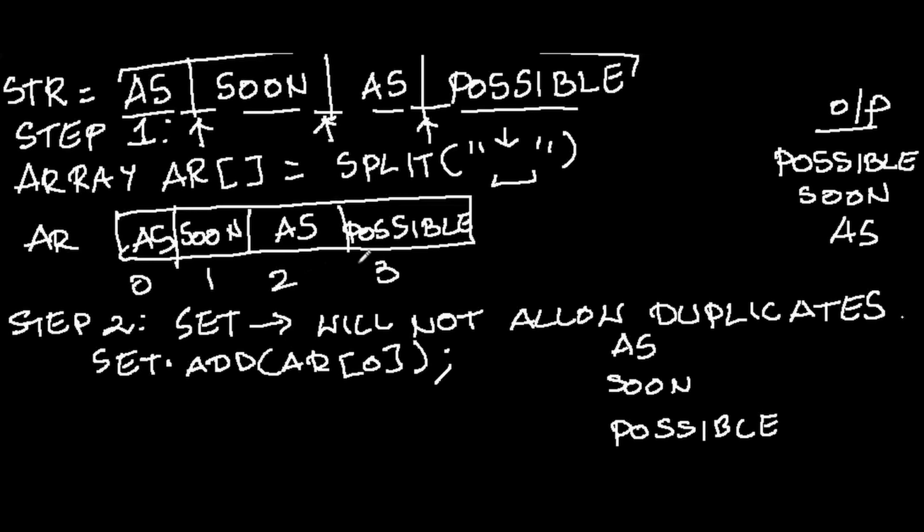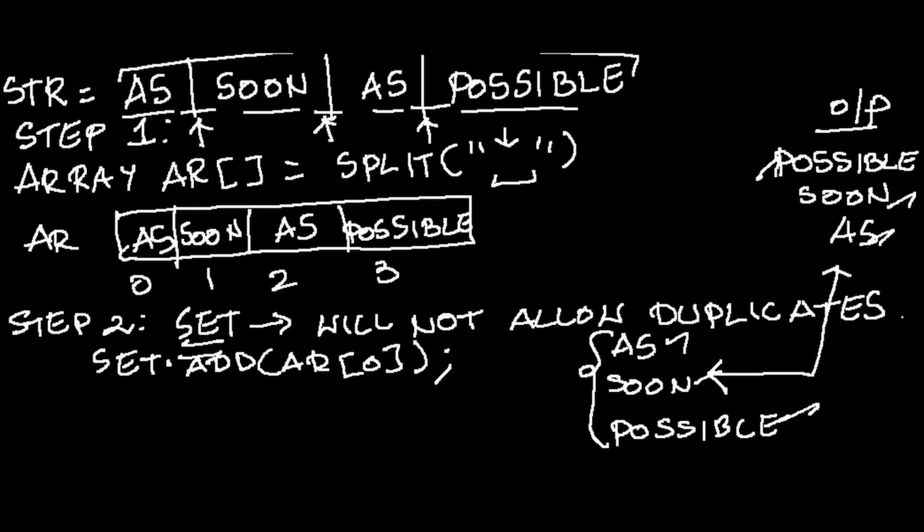After adding all the four elements into the set, since "as" is a duplicate, only one will be there. So this will be the output of the set after adding all the elements. Now, if you match this output with this output, see, both are similar. I told you the order doesn't matter. For "as", we have "as". For "soon", we have "soon". For "possible", we have "possible". So in this way, you have to approach the problem.